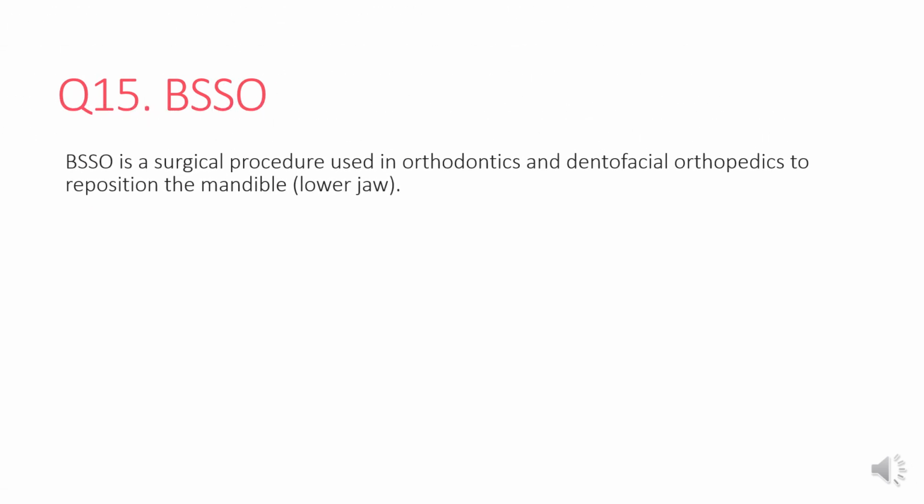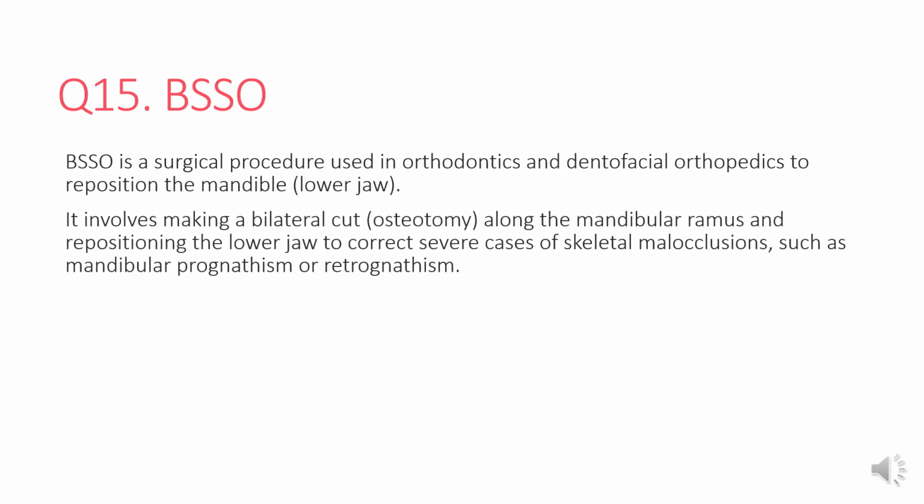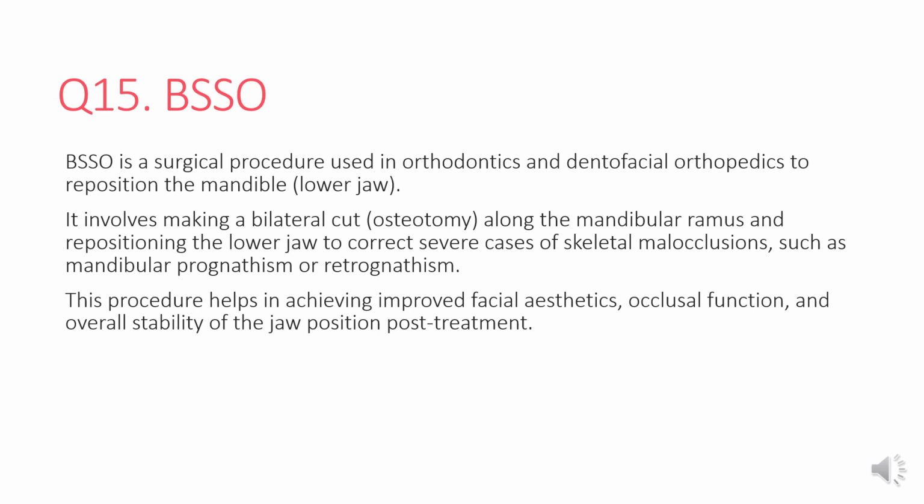Question number 15 is BSSO. It is a surgical procedure used in orthodontics and dentofacial orthopedics to reposition the mandible. It involves making a bilateral cut along the mandibular ramus and repositioning the lower jaw to correct severe cases of skeletal malocclusions such as mandibular prognathism or retrognathism. This procedure helps in achieving improved facial aesthetics, occlusal function, and overall stability of the jaw position after treatment.